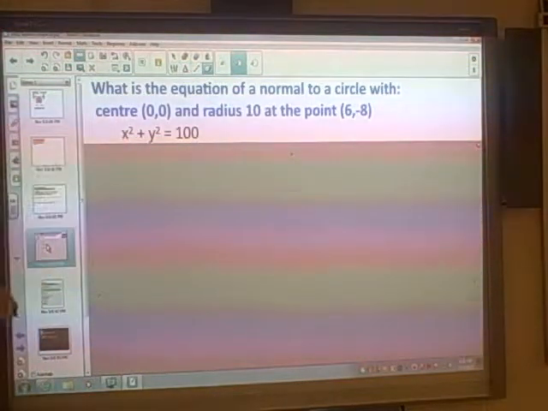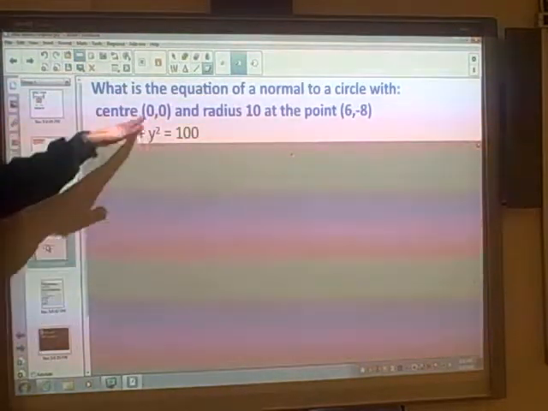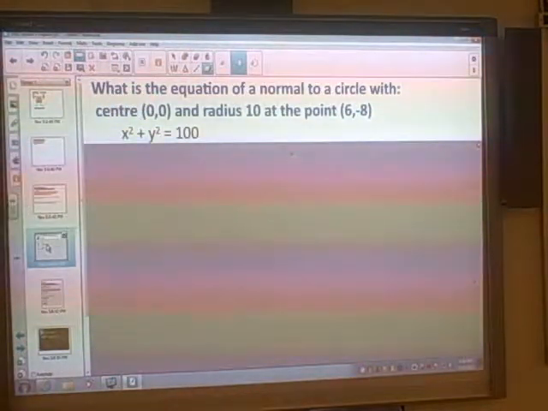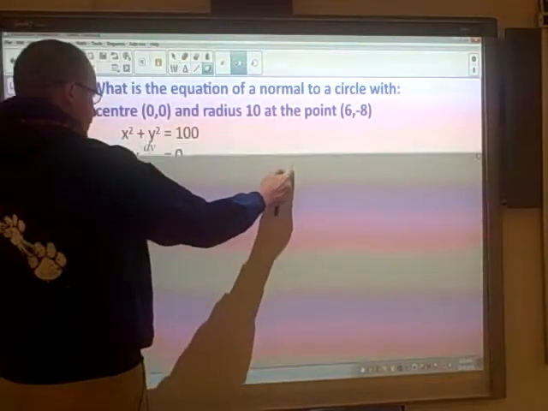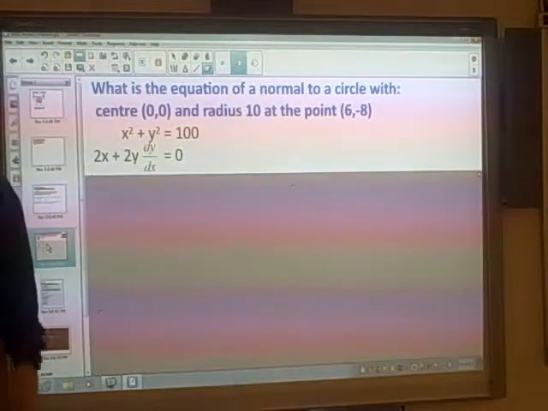Now for x squared, that's just your normal differentiation that we're going to do here. So this would just be 2x. Now for y squared, we're going to do the same thing. We're going to bring the power to the front, decrease the power by 1, which gives us 2y. But whenever we differentiate something with a y, we're going to put dy by dx. And the differential of 100 is 0.